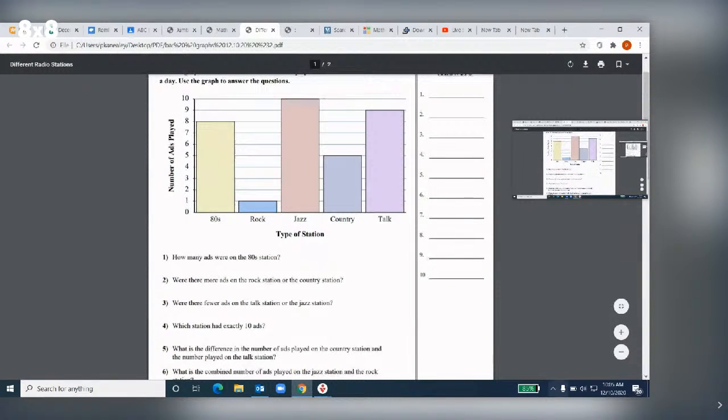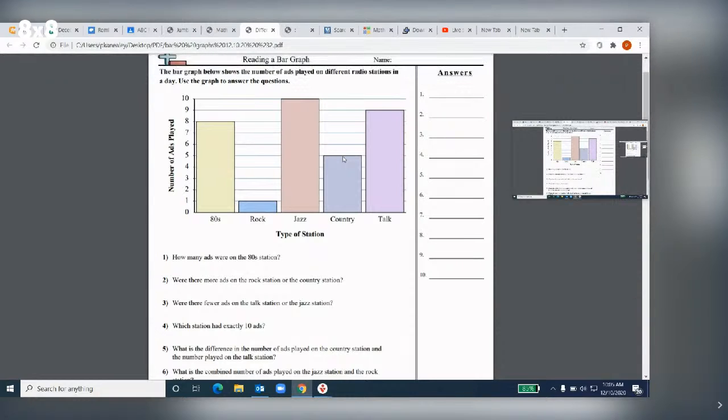Okay. Number 5, what is the difference in the number of ads played on the country station and the number played on the talk station? Okay, so the country has 5 and the talk has 9. So it's just going to be 9 minus 5. Oh, hold on here. The country station and the talk station. Okay, yeah. So there are 4 more ads played on the talk station.